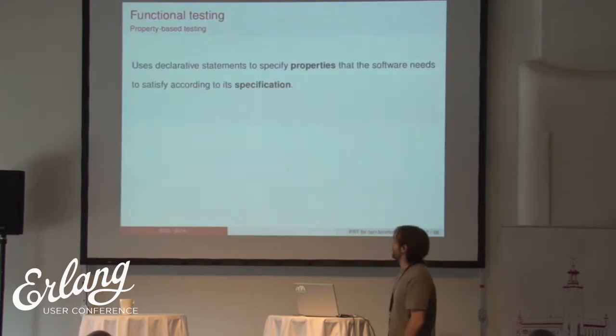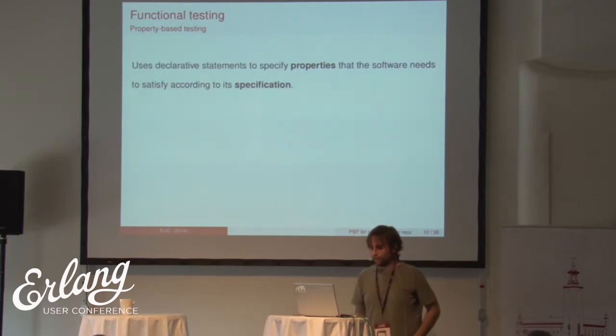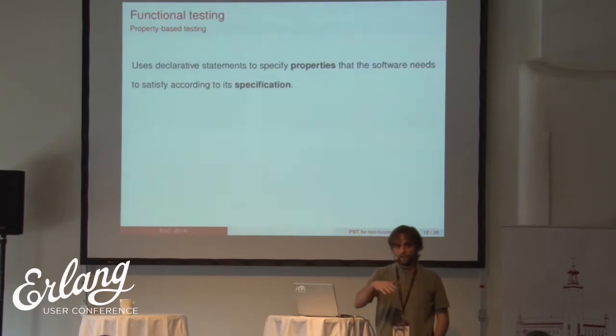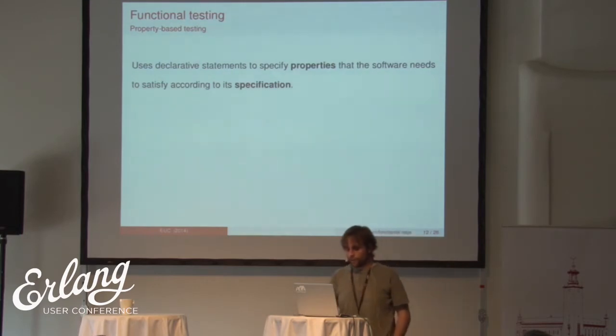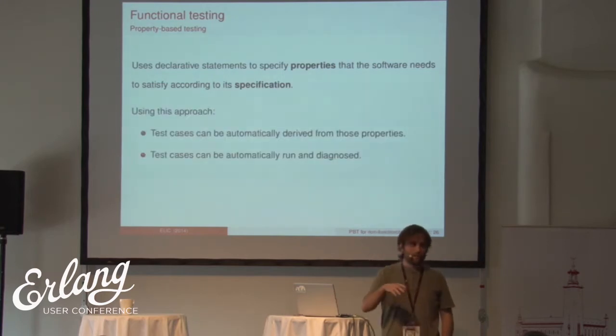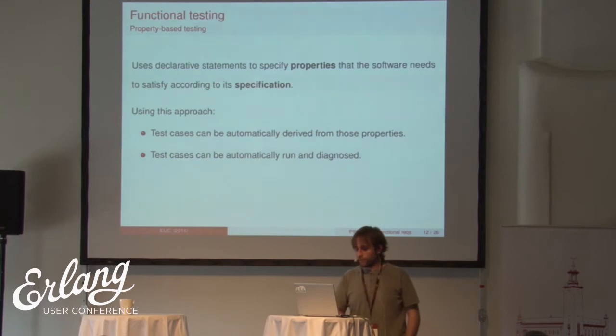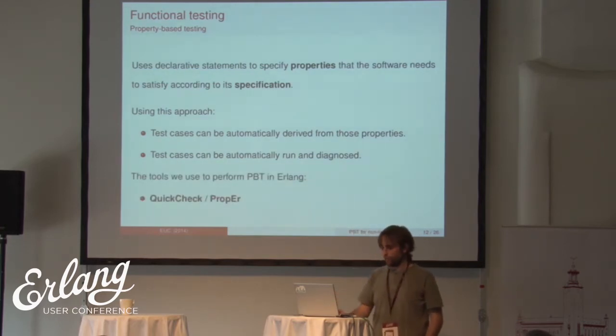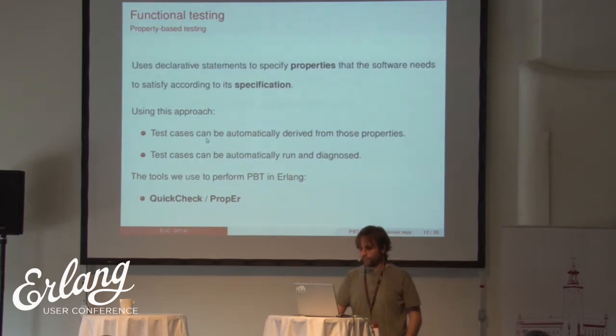For the people who attended the previous talk, this is redundant. In any case, our next step in functional testing was property-based testing. We can use declarative statements to specify the properties according to a specification. The test cases are automatically derived from the properties, and they are automatically run and diagnosed. QuickCheck or PropEr are tools to perform this kind of testing.